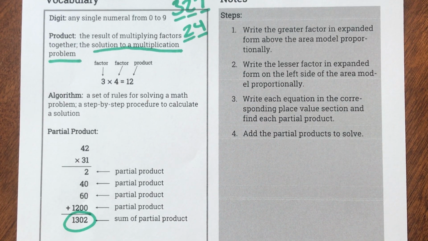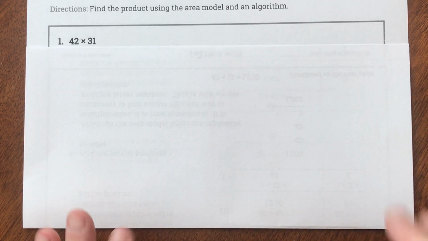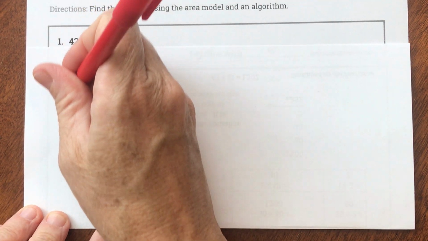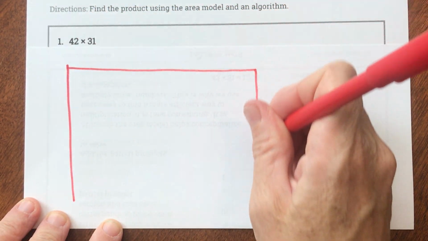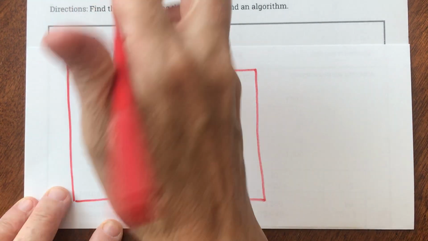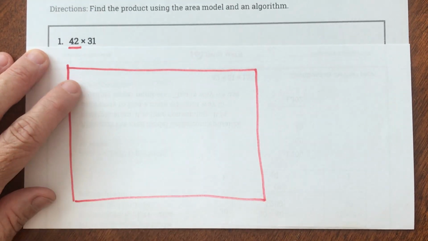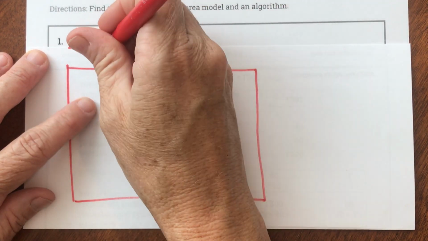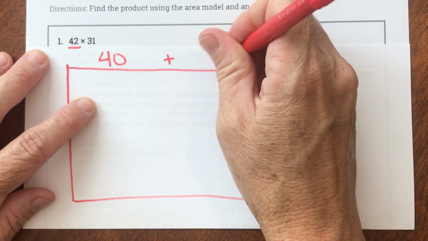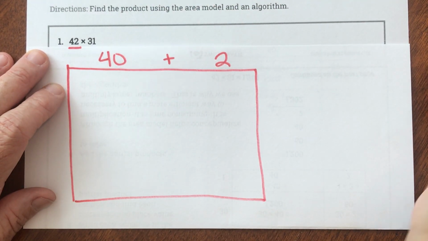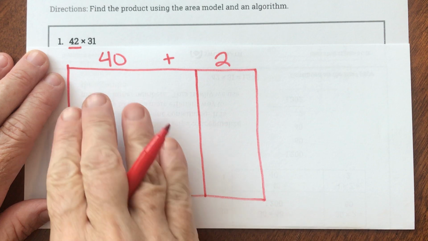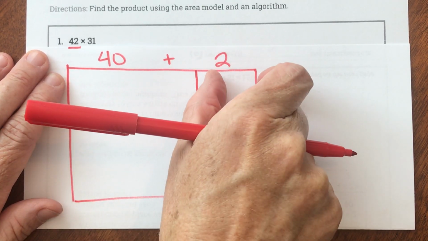Okay, so I'm going to get started with my red pen. So I'm going to put this aside. Here's my first problem: 42 times 31. Okay, so when I do an area model, it's going to be a rectangle. And my larger factor or greater factor is 42. So step 1 says I'm going to write the greater factor in expanded form above the area model. And then they say this thing called proportionally. Well, shouldn't 40 be bigger than 2? So I'm going to probably draw a line there. Now it's not exact, but it's just showing that I know 40 is bigger than 2, so I'm giving it a larger section.